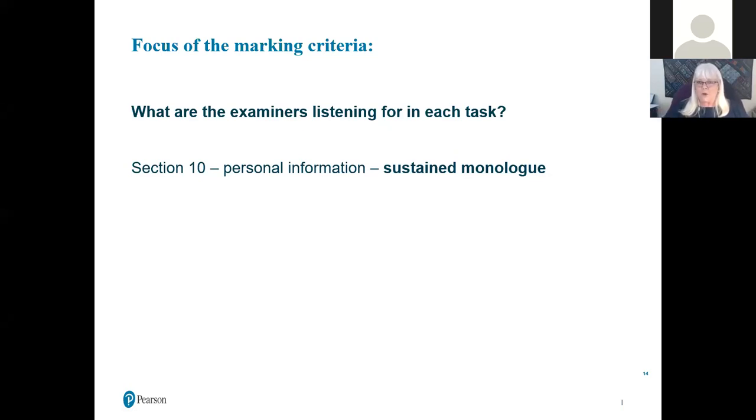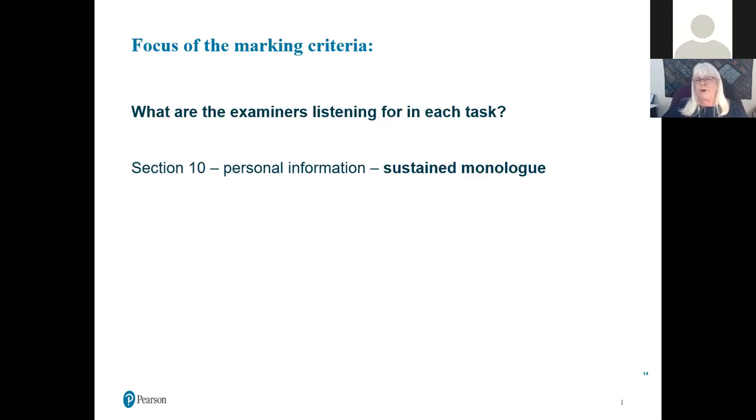It's also the focus of the marking criteria for section 10, and I'm going to go into that in some detail in a few minutes. But before I do that, I just want to make a point about timing. We'll talk more about this in detail on the next slide, but timing is crucially important in section 10 because the mark can be capped if either the section is short or the long turn within that section is short. More about that in a minute.